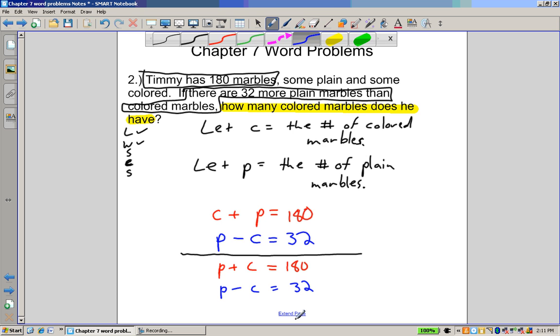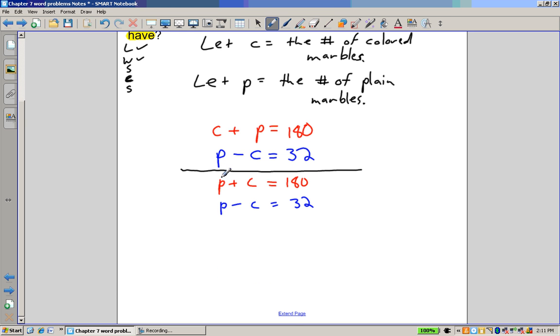Okay, so you notice that P are both positive. We have a positive 1C and a negative 1C here. Well, that's exactly what I want for linear combination. I want to have opposites, positive 1, negative 1, and that's exactly what I have. So I'm going to go ahead and add the entire equations. So 1P plus 1P is 2P. C minus C is going to be 0, and 180 plus 32 is going to be 212. So let's go ahead and solve for P.